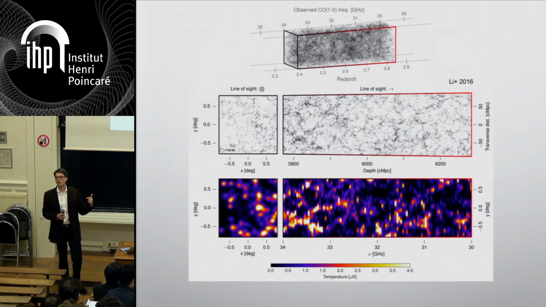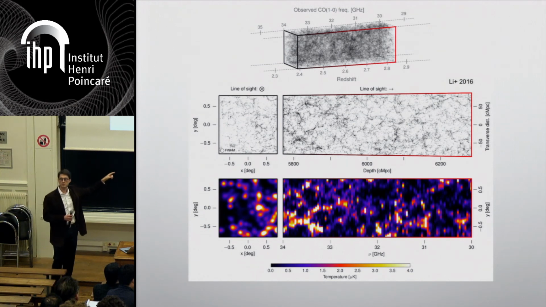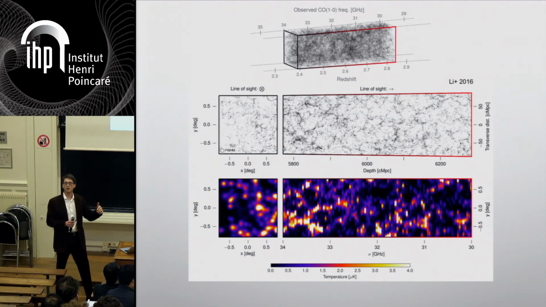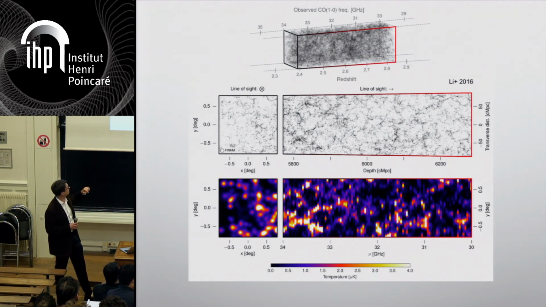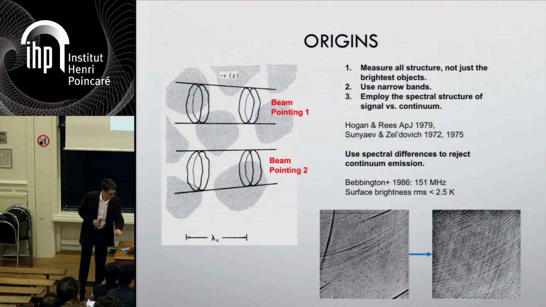The way to make that work is to use line emission to make a correspondence between redshift and frequency. So these are simulations of the carbon monoxide J=1 to 0 transition that were done by Tony Li et al. And you can see that overdensities of galaxies translate into overdensities of light at a particular frequency, in this case in the tens of gigahertz.